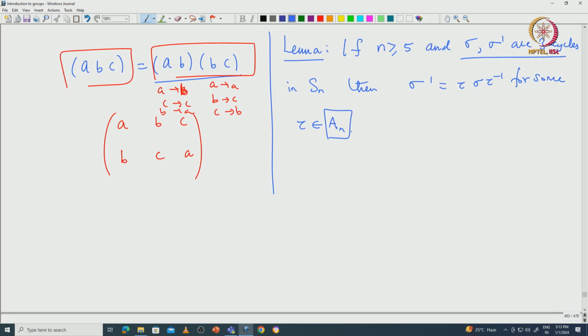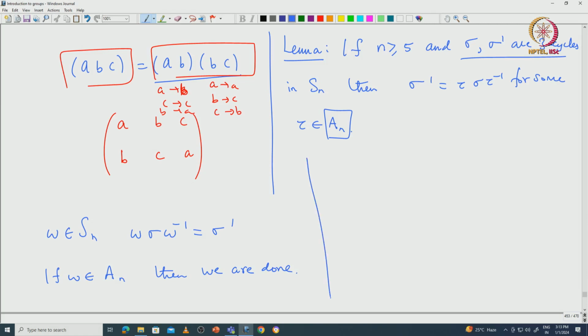Okay, how one can prove this? We already know that sigma and sigma dash are conjugate in Sn. So, pick an omega in Sn such that omega sigma omega inverse equals sigma dash. So, if omega is in An, then we are done. Then there is nothing to verify. Suppose we assume that omega is not in An. Okay. Now, if omega is not in An, then what will happen, since you have this n greater than or equal to 5, okay.